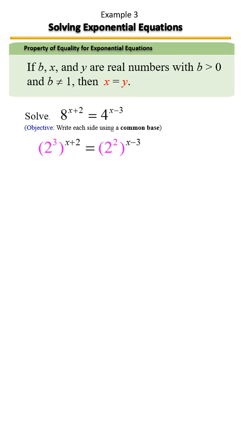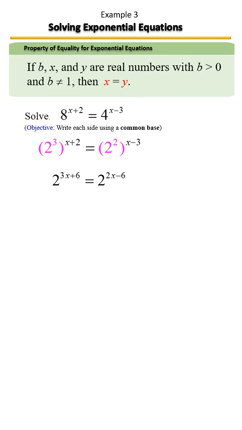Now, the bases are still not by themselves. We need those 2s to be by themselves. So what we have to do is distribute their exponents. On the left side, that's going to be 3 times x, which is 3x. 3 times 2 is 6. On the right side, 2 times x is 2x. 2 times negative 3 is negative 6.